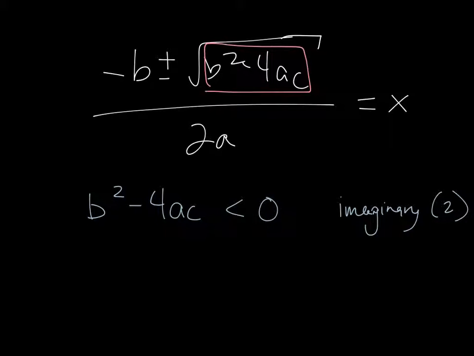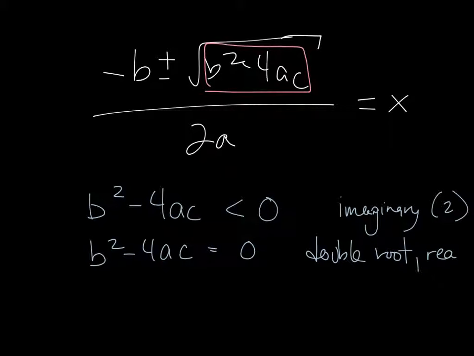What if the discriminant ends up being 0? What happens to my quadratic formula if the discriminant is 0, Will? Yeah, we have a double root, and they're real. It's 1 root repeated twice. Why is that the case? When the discriminant is 0, we get a double root. Who could explain it?